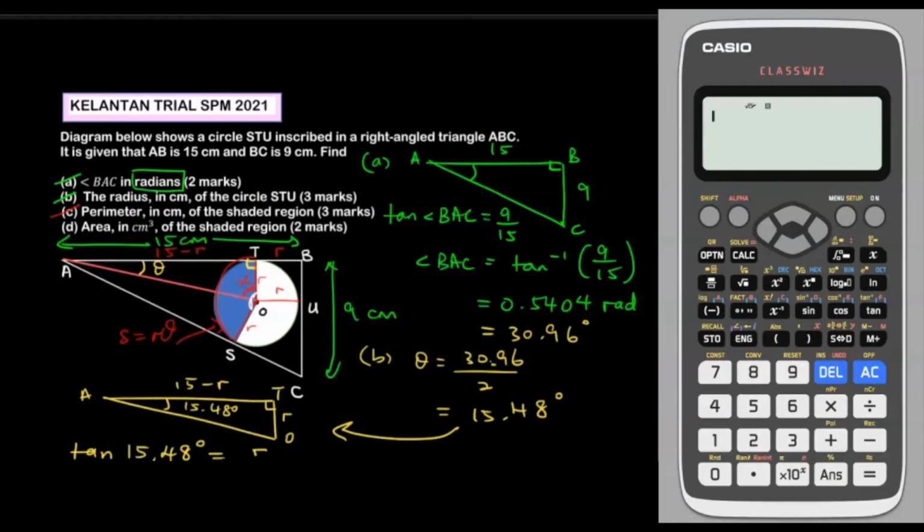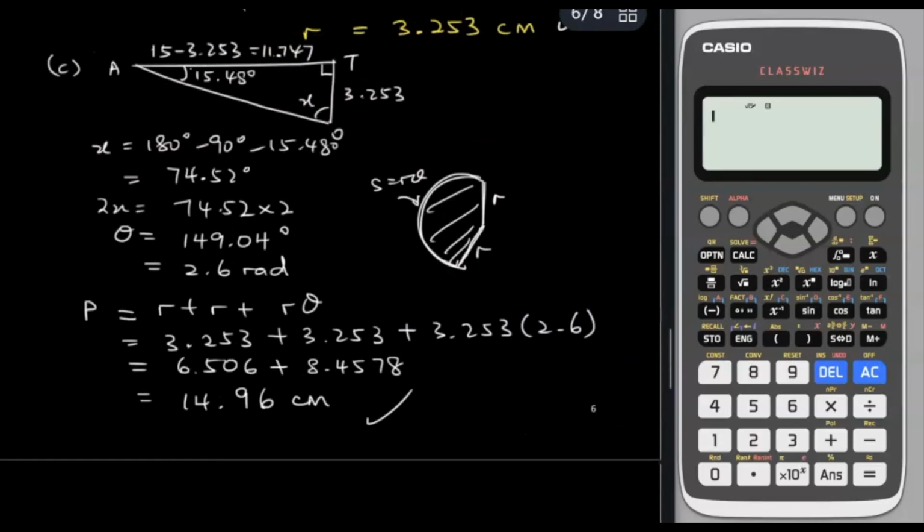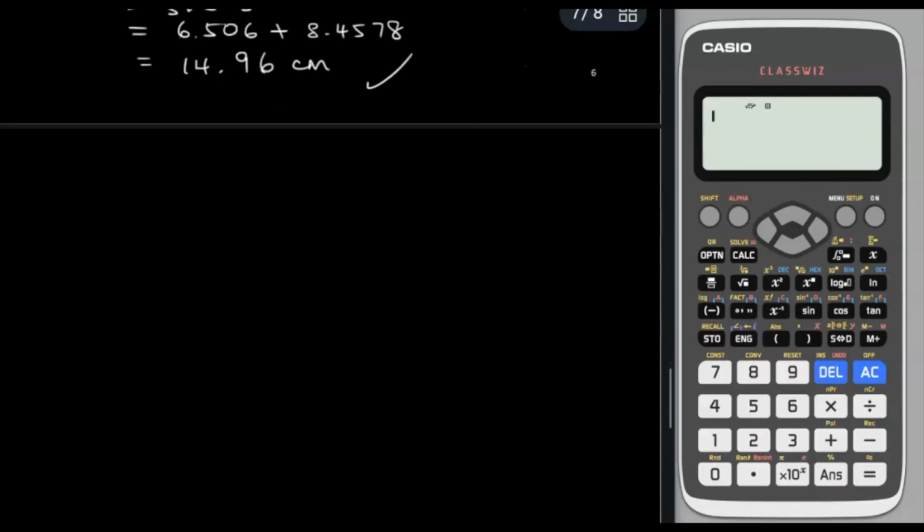Let's look at question D. Find the area of the shaded region. The formula for area of a sector is half r squared theta, and the theta must be in radians. Just now our r is 3.253 cm, and our theta is 2.6 radians. So we're going to put these two into the formula.